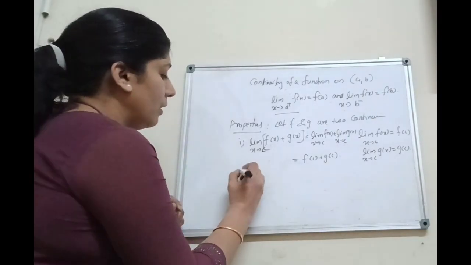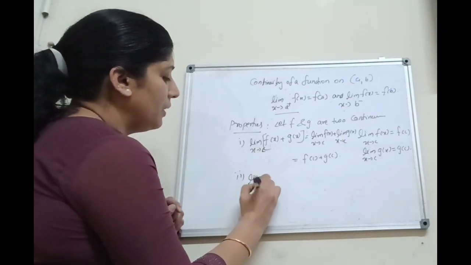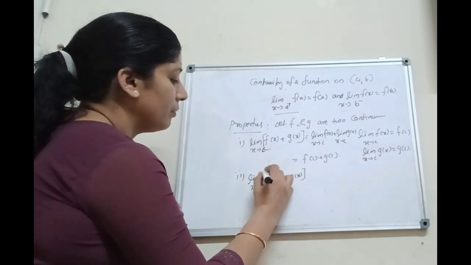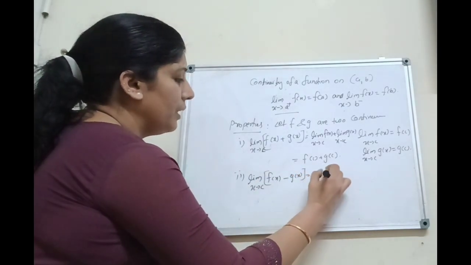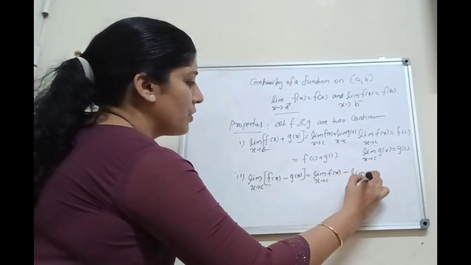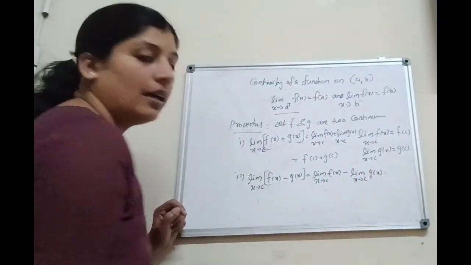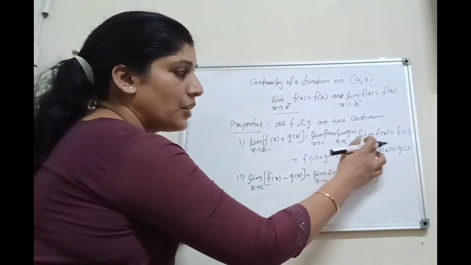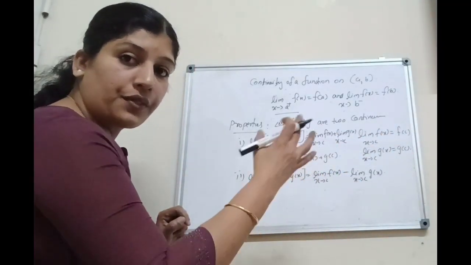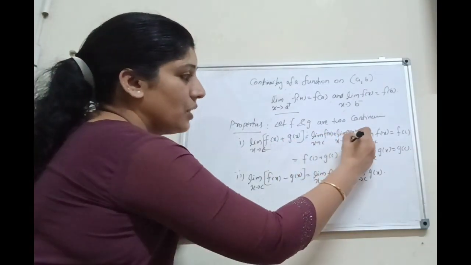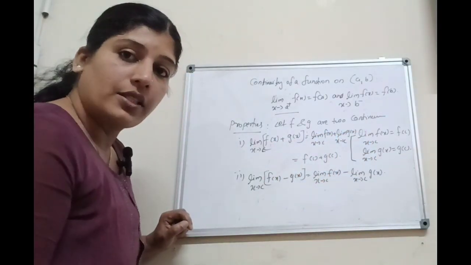Next, second point, limit x tends to c f of x minus g of x. That is equal to limit x tends to c f of x minus limit x tends to c g of x. Here f of x and g of x are two continuous functions. Therefore, limit x tends to c f of x equal to f of c exists, and limit x tends to c g of x equal to g of c exists. That is, the function is continuous at the point x equal to c.